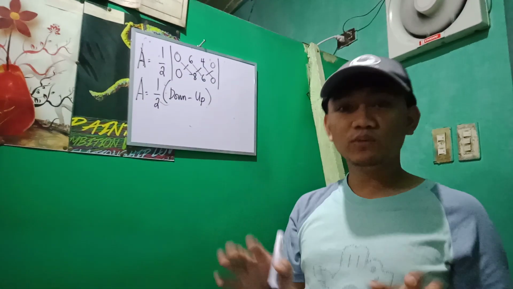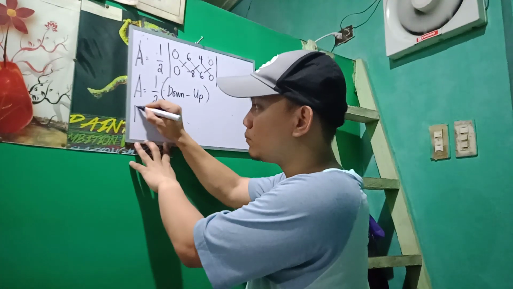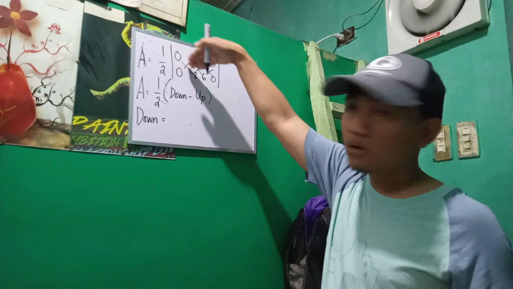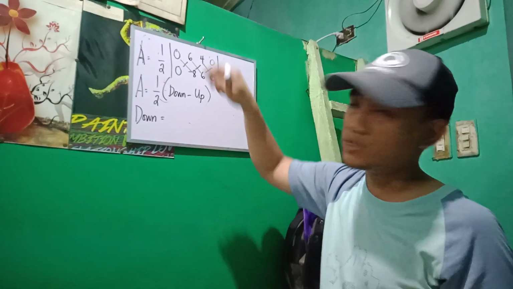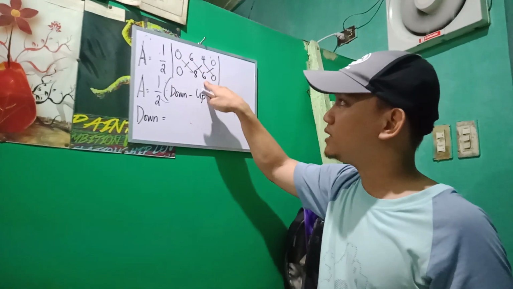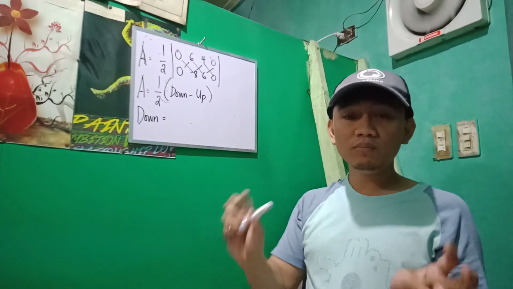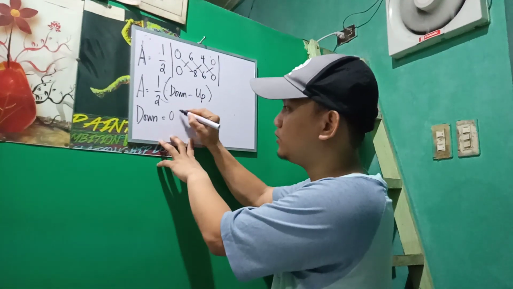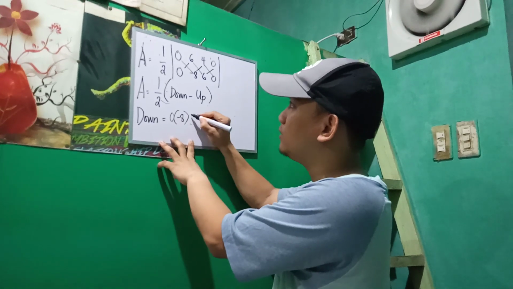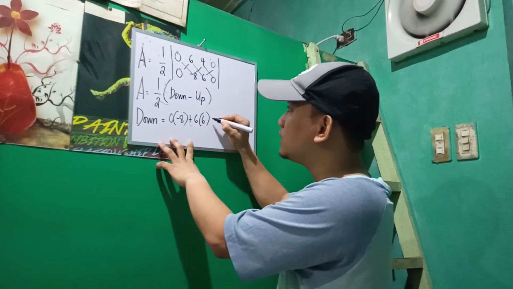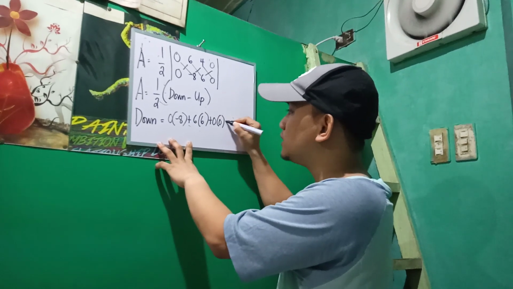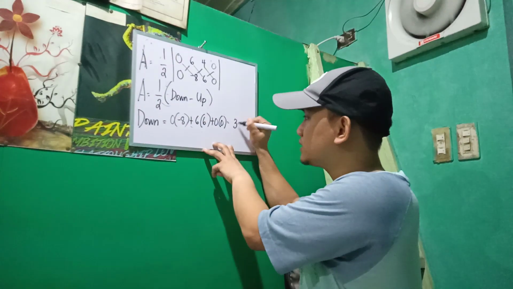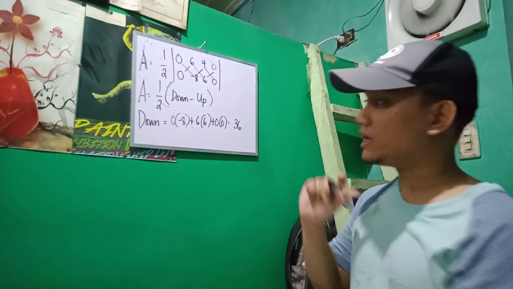So let's do it one at a time. So for downward, so ganito po yung process, guys. So for our down, so the ones we connected, we're just gonna multiply them. So 0 times negative 8, 6 times 6, 4 times 0. So once we multiply them, we will add them all. So ganito siya. So we have 0 times negative 8 plus 6 times 6 plus 0 times 0, that is equal to, so this is 0, 0, this is 36.